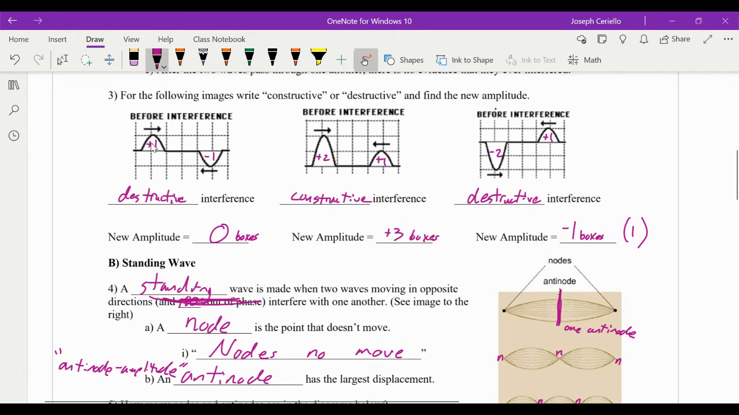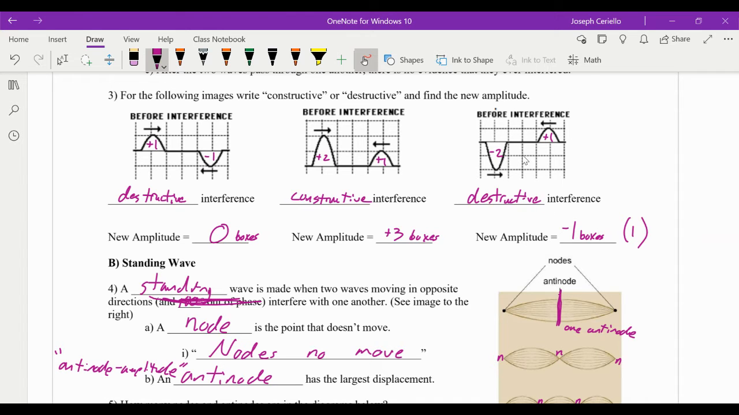So looking at this here, if we have this first one in number 3 here, we have a +1 wave, if you will, just a crest on the left approaching a -1 wave or a trough on the right. They come together, they're going to have no amplitude when they meet. That's destructive interference. Next one, we have a +2 and a +1. When those come together, they're going to be 3 boxes tall. That'll be constructive interference, and they're going to go right through each other as if nothing ever happened.